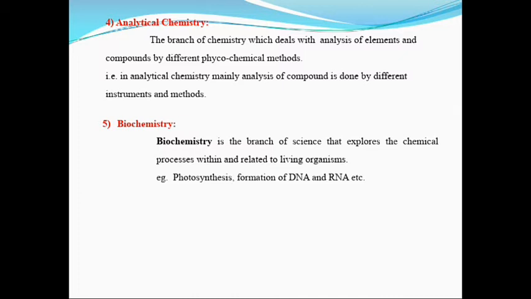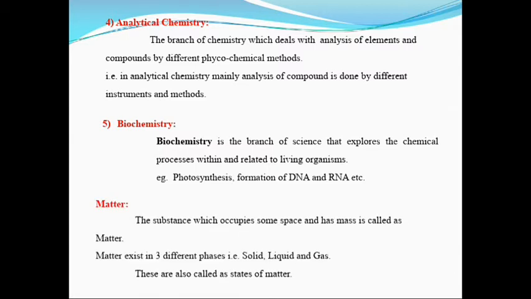So there are different processes that take place in living organisms. Formation of DNA, formation of RNA, formation of nucleic acids. So there is DNA, RNA, formation of enzymes, action of enzymes. These are different biochemical methods or biochemical study. If we do such kind of study, that branch we call it as biochemistry. So this is all about different branches of chemistry.